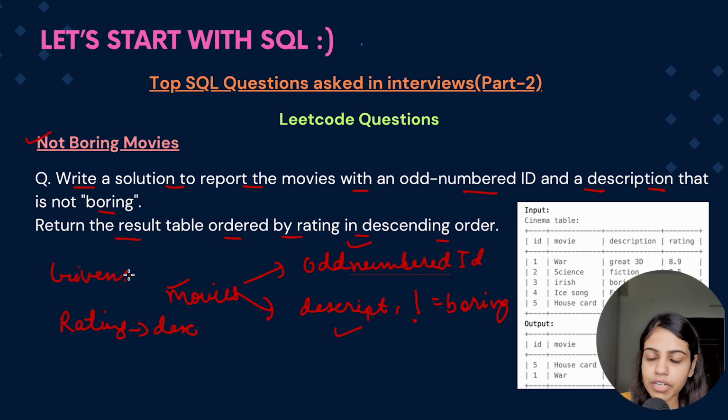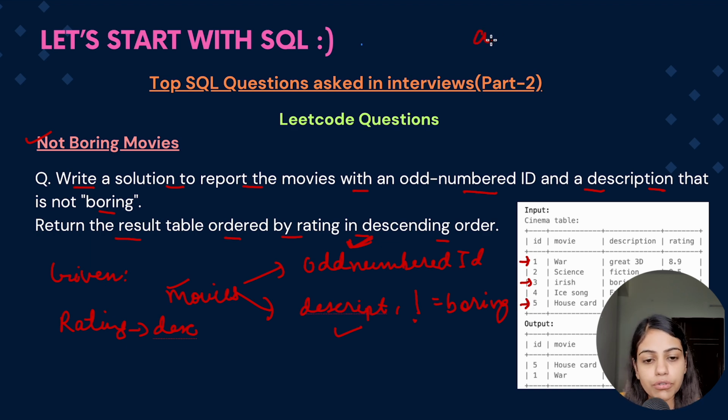So again, take a 2 minutes pause, think about what we can use here and how we can approach this question, and then we will be solving it. So let's solve this question. First, we need to think about how we can find the odd numbered ID. So odd number IDs here are 1, 3 and 5. So how can we find these IDs?